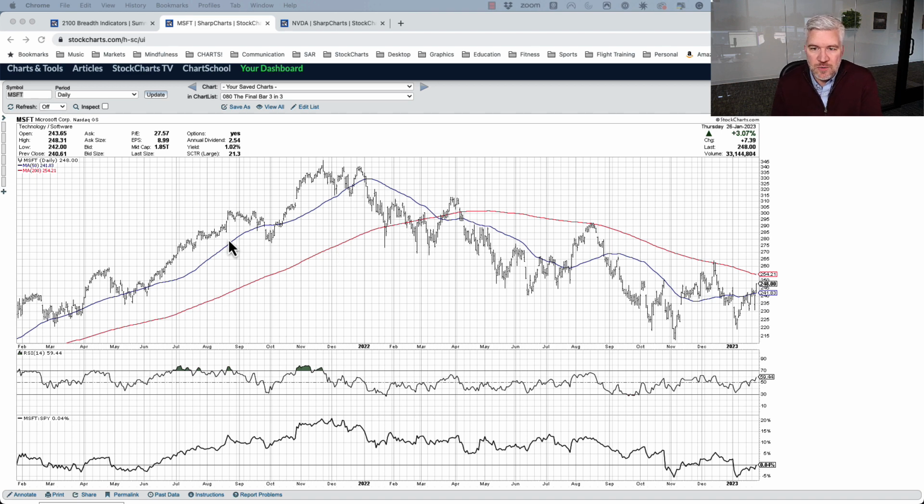Now, just to orient you really quick to the chart, we have the daily open, high, low, close for the last 2 years, called a bar chart. We have the 50-day moving average in blue, the 200-day moving average in red, RSI, a great measure of price momentum, below the price, and at the bottom, the relative strength, how this stock is doing relative to its benchmark, generally speaking, the S&P 500.